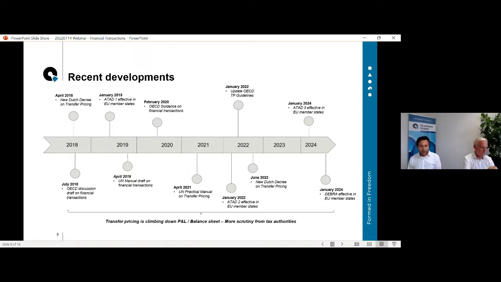As Theo also mentioned, we see a lot of attention shifting from the EBIT line in the P&L going down to the interest rate, and that's also what you can see here. There are a lot of even more developments than included in this slide, but that's just to show what is coming and what has been changed in recent years.